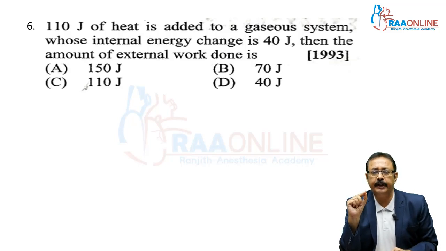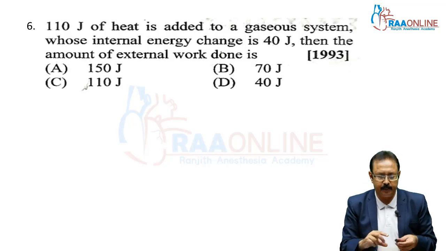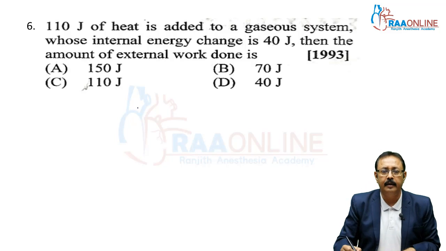110 joule of heat is added to a gaseous system whose internal energy change is 40 joule. They are saying plus 40 joule means internal energy is increasing. Then the amount of external work done is... The problem was very simple, a direct application of the first law of thermodynamics. dQ is equal to dU plus dW.